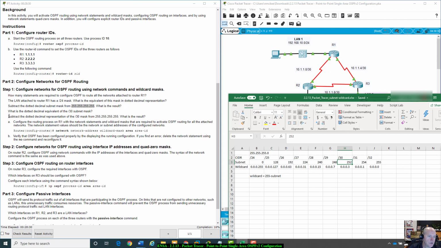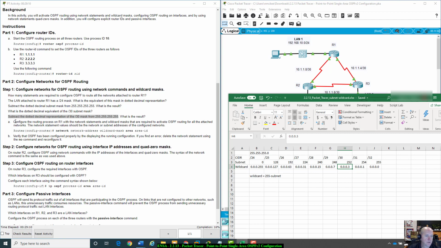All right, subtract the dotted decimal representation of /30 from 255.255.255.255. So that's making a wildcard mask. Figure that out yourselves. So /30 is right here, what I just did. That'd be all 255s, and the last one would be 252. Whatever's left over from that is right there. What that's telling us is we have 4, which is 3 plus 0, so we have 4 possible addresses left.